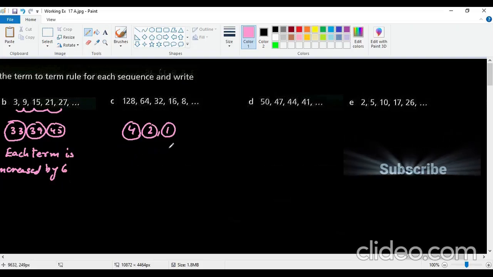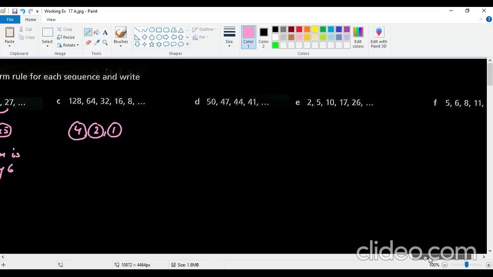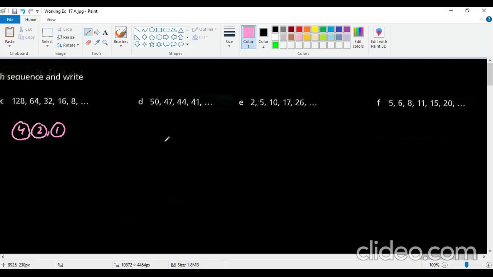This is the rule. Now in question number D, it says, as you can see, 50, 47, 44, 41. So each term is decreased by 3. So the next terms are going to be 38, and then 35, and then comes 32.